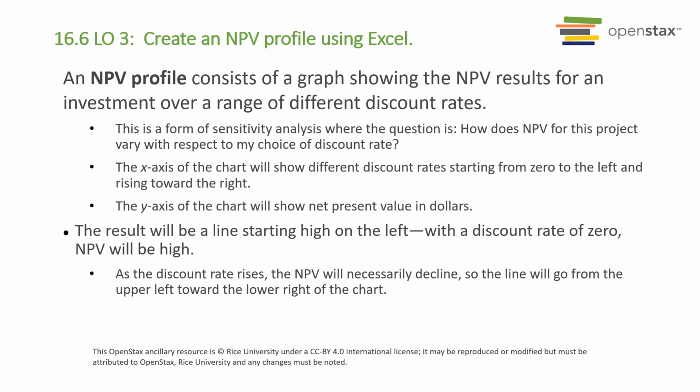The result will be a line starting high on the left, i.e. with a discount rate of 0. The NPV will be high, and as the discount rate rises, the NPV will necessarily decline. The line will therefore go from the upper left toward the lower right corner of the chart.